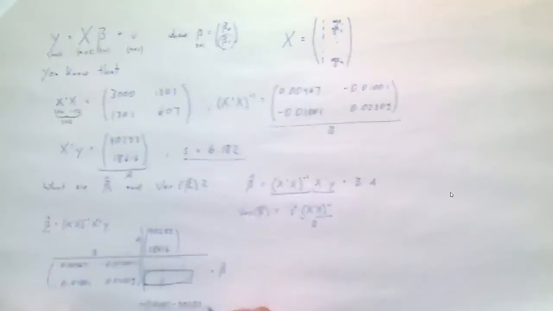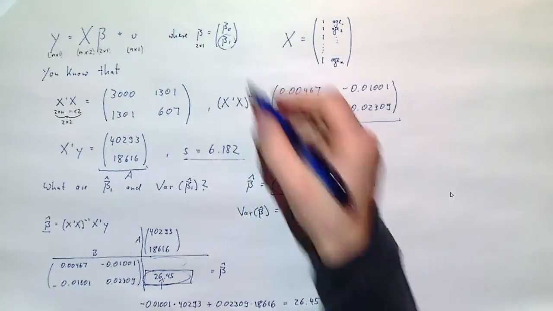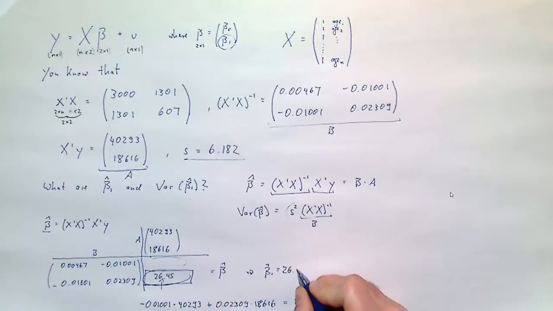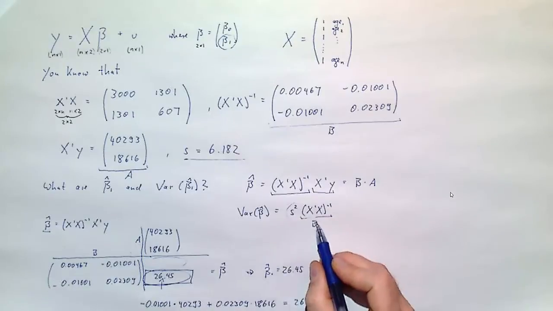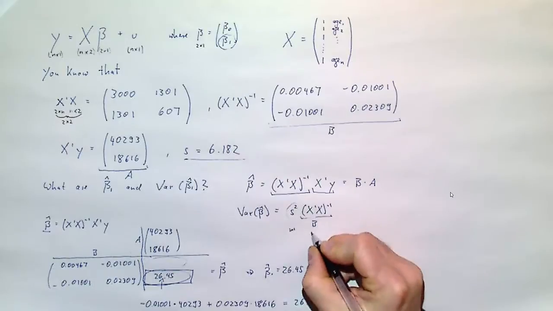And how do we do that? We multiply negative 0.01001 with 40,293 plus the product of these two other terms, 0.02309 times 18,616. The result of that is approximately 26.45. You may get slight rounding errors. So that means we know what the second element of beta hat is, and that is beta hat 1, 26.45. We answered the first question.